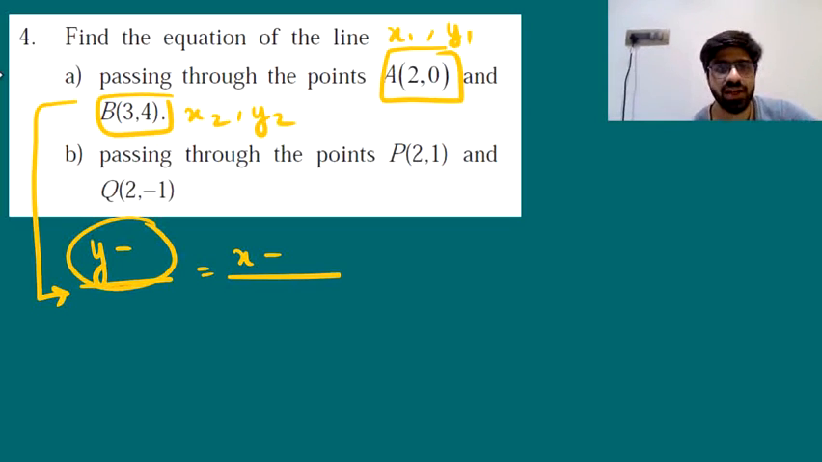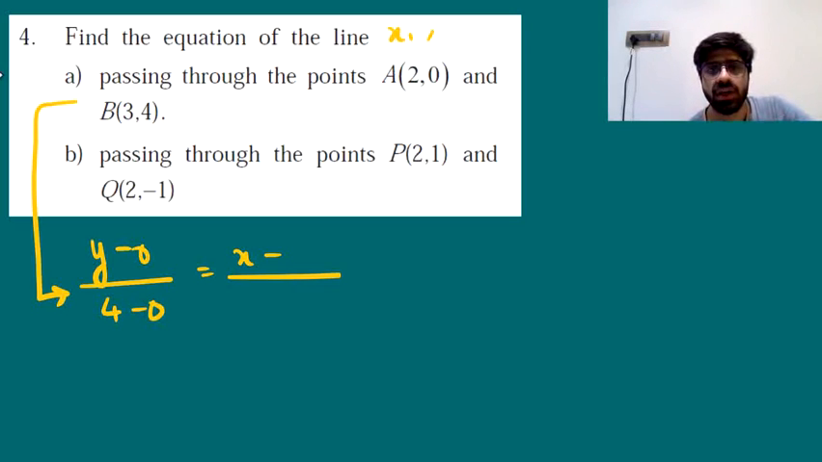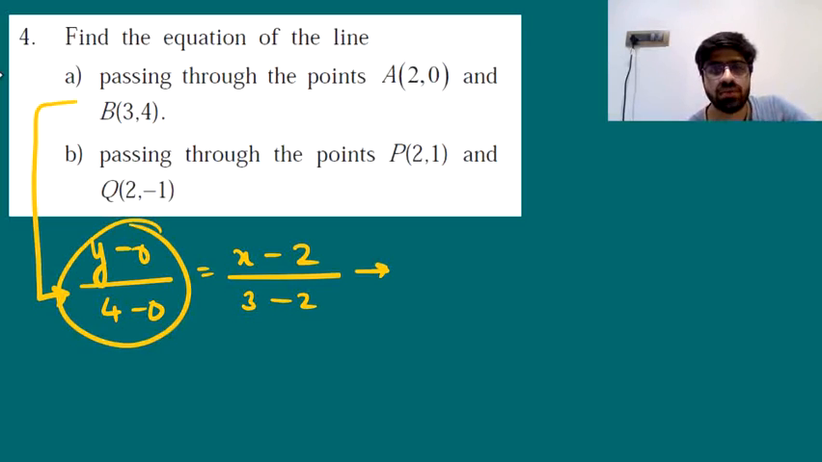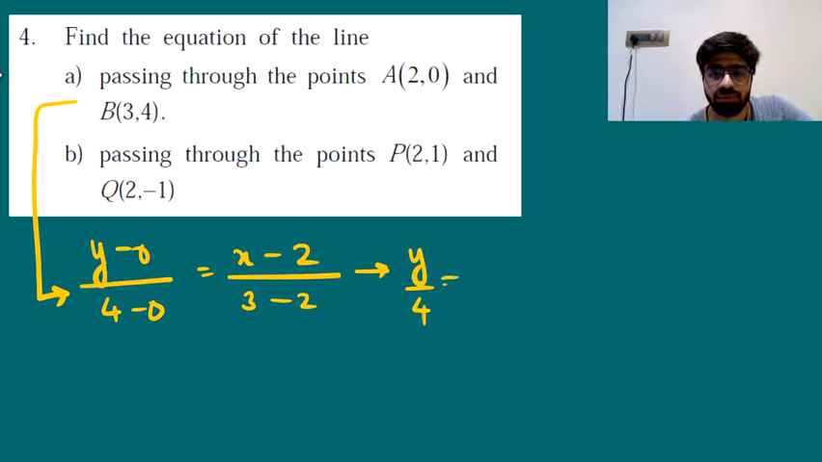So like I said, y minus y1, so that will be y minus 0 upon y2 minus y1, that will be 4 minus 0. On the right hand side we have x minus x1, x1 is 2, so x minus 2 divided by x2 minus x1, that is 3 minus 2, and simplify this to get the equation of your line. This will be y upon 4 is equal to x minus 2 divided by 1.